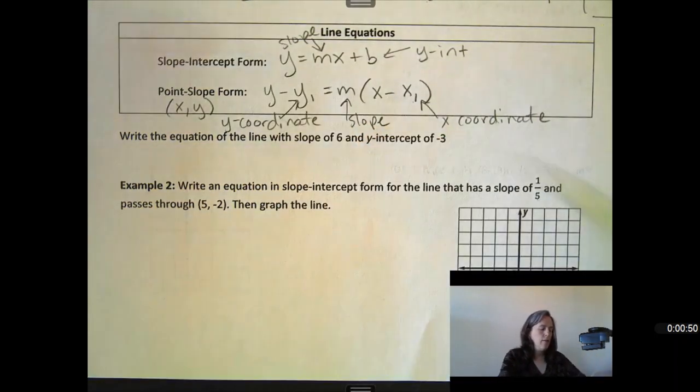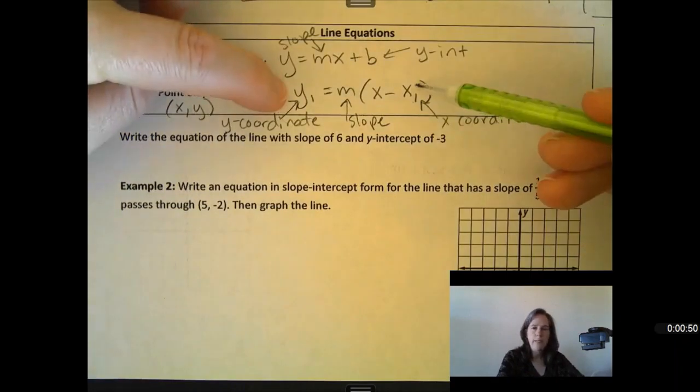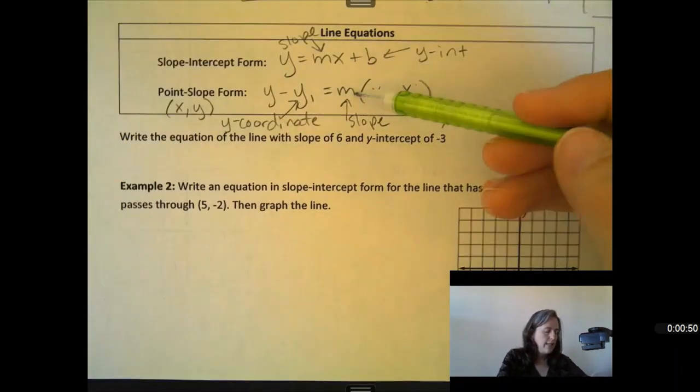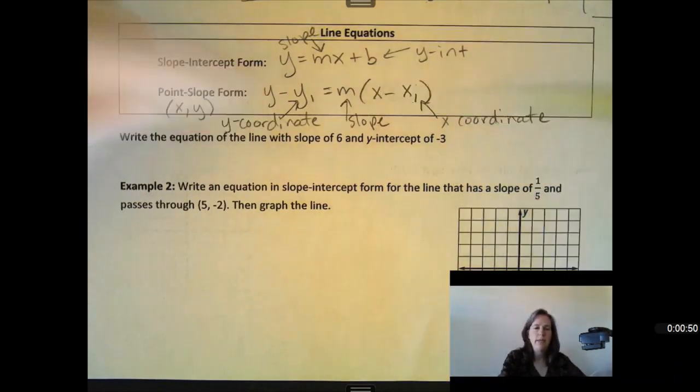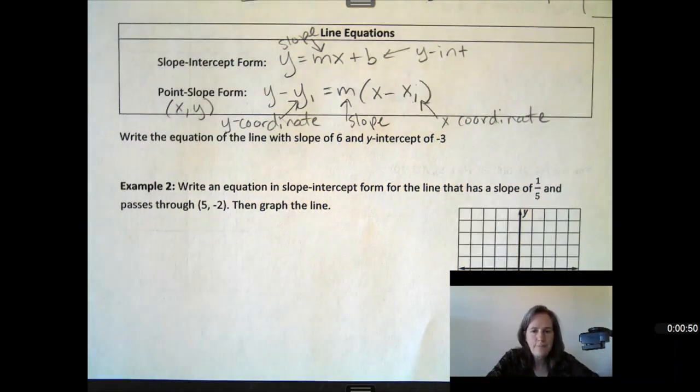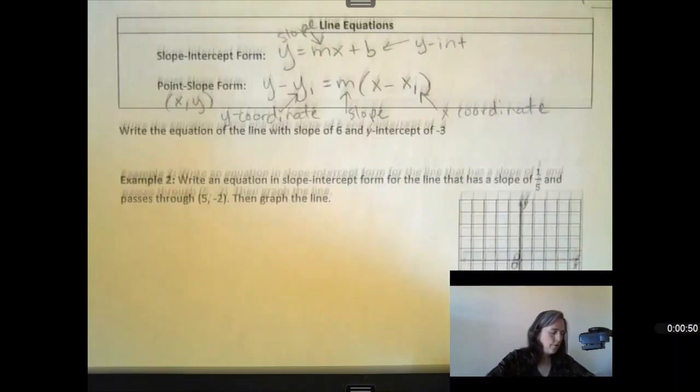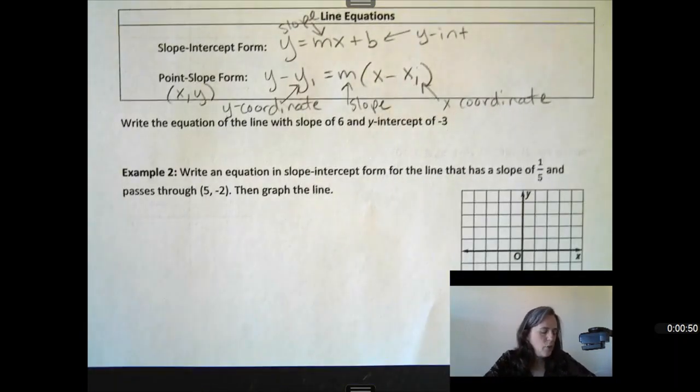So you've got the point that you plug into these two spots, the slope, and then these guys stay the same. It's just going to be x and y, and they become part of the equation that you're writing. All right, let's try this. Write the equation of the line with slope of 6 and y-intercept of -3.